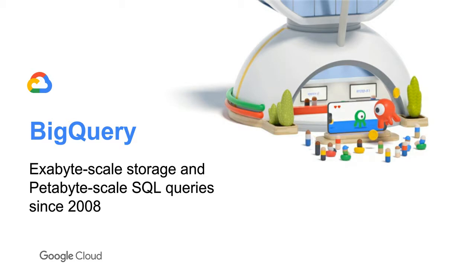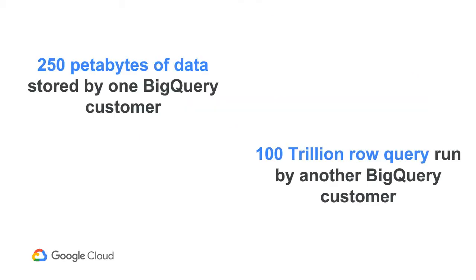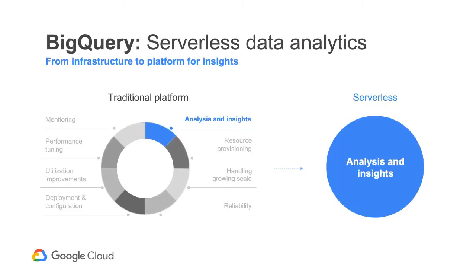So I'm just going to switch to the next slide. And these are the kind of queries I want to give you a perspective of. We have one BigQuery customer who stores 250 petabytes of data. Tick history is on that path, but we've got 250 petabytes from just one customer. Another customer has run a query which has encompassed 100 trillion rows, just for one query itself.